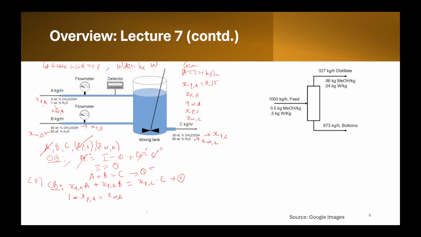So if we put the values here, this becomes 200 plus B is equal to C. And the bottom one becomes, so XPA is given to us and A is also given to us. So 200 into 0.15 will be 30, plus XPB into B. What is XPB? Can anybody tell me what is XPB?